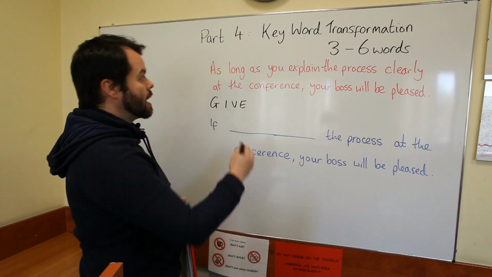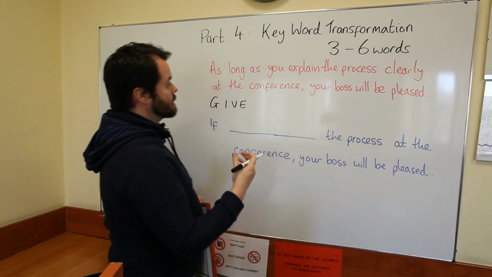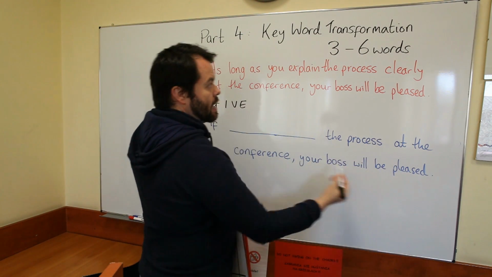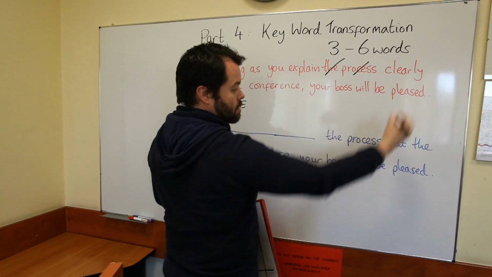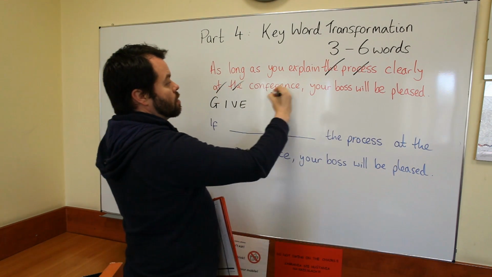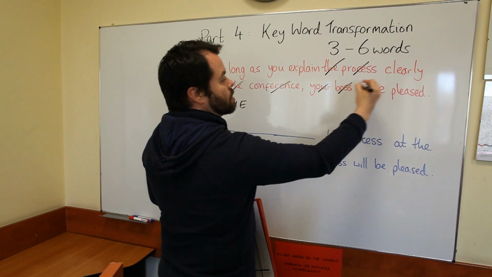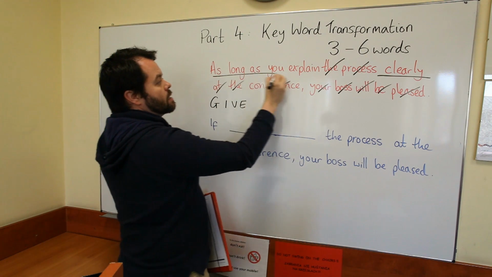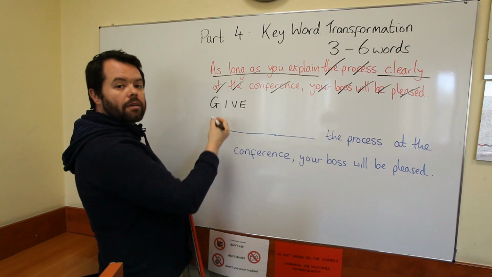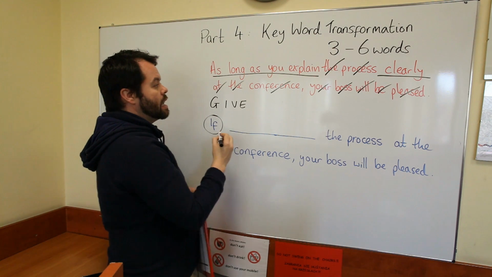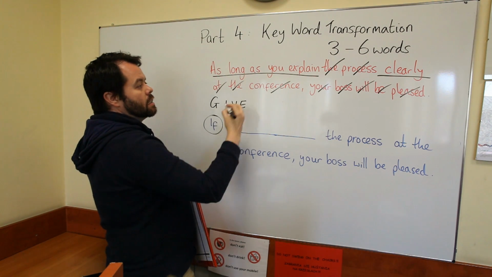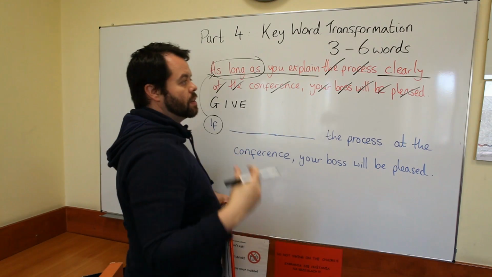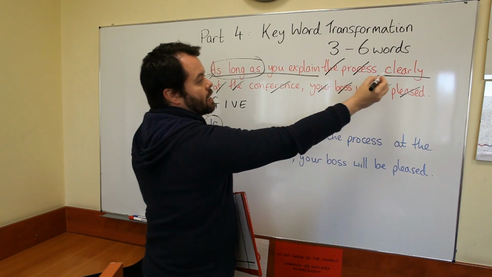So for example, here we have, as long as you explain the process clearly at the conference, your boss will be pleased. And then here we've got much of that here again, so we can just cross out the process, at the conference, your boss will be pleased. So that leaves clearly just here, and as long as you explain. Now in the second sentence we start with the word if, and as long as is going to be the same as if. So that gives us the first part, so we need explain clearly.